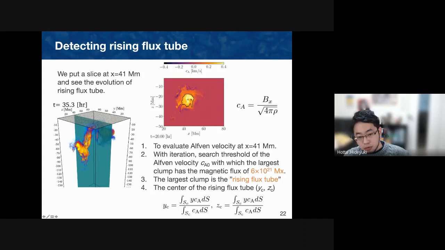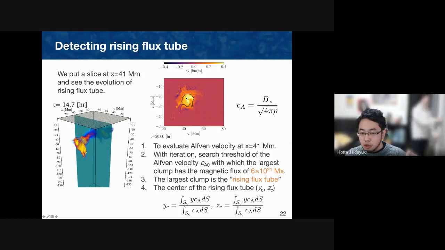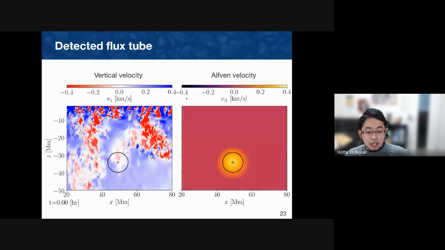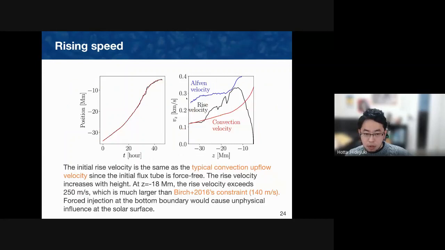So then we follow the trajectory of the flux tube, and we evaluate the rising velocity. Okay, so like this. This is the evolution of the rising flux tube and the detected flux tube. And then we can evaluate the rising velocity in the deep convection zone. So this is the result.